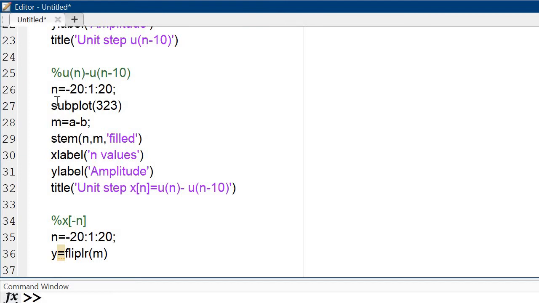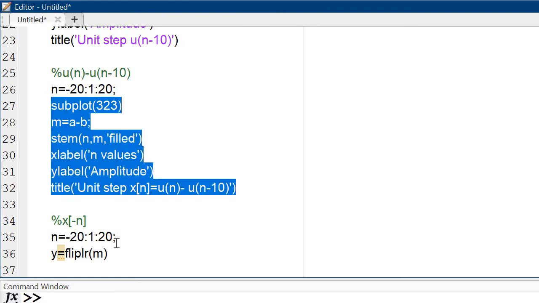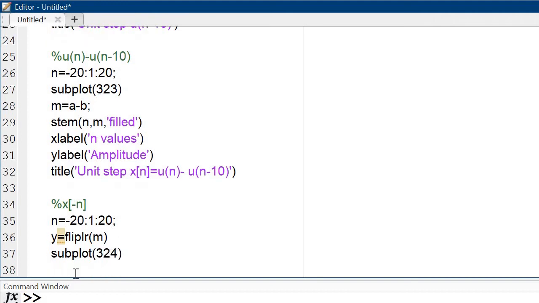Then after that, again I'm writing it here, that is subplot 3 to 4, right? Then after that, use the stem command. In the stem command, first is n, then after that y, then after that you have to fill it, right?